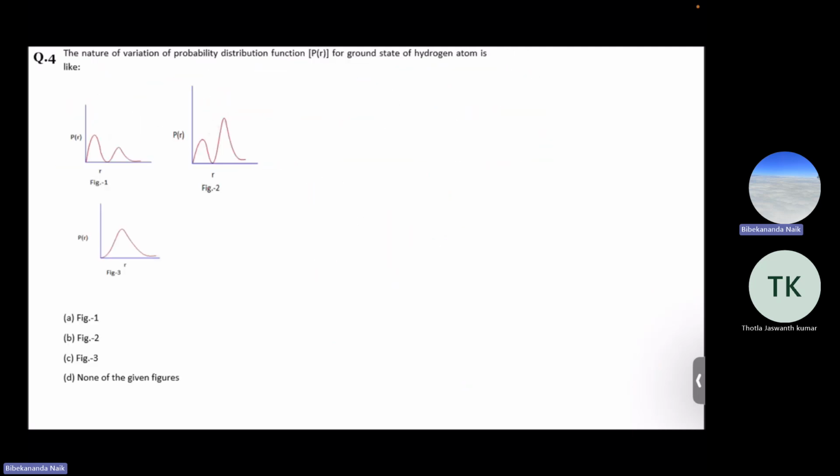Now we move to question number 4. Question number 4 says the nature of variation of the probability distribution function P(r) for the ground state of hydrogen atom is. There are three figures, figure 1, figure 2 and figure 3, and we need to find the correct option. Options are option A figure 1, option B figure 2, option C figure 3, or option D none of the above figures. I'll give you a few minutes. It is similar to the previous question that we discussed, and we need to find out the correct option.